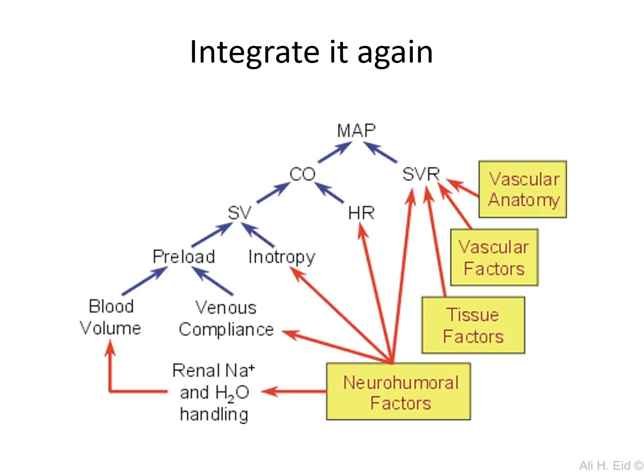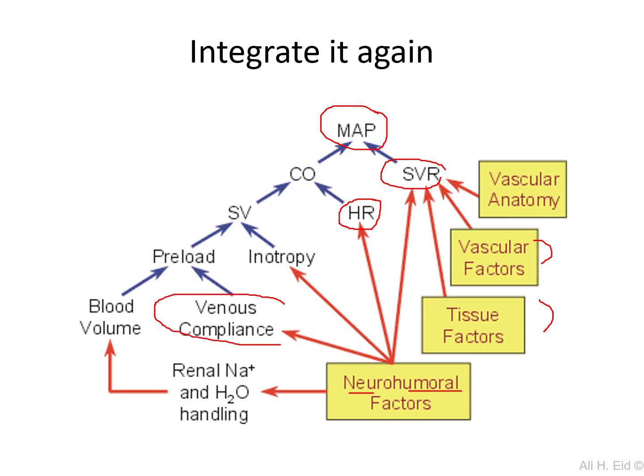If you are to integrate everything again, remember you're going to be looking at this slide later on after you finish the lectures with Dr. Bez and Dr. Bedr. The anatomy of the vessel is going to affect vascular resistance, along with vascular factors, tissue factors, and neurohumoral factors, so nervous impulses and hormones, which we talked about, and that would be directly related to mean arterial pressure. Some of the factors are going to affect heart rate. We mentioned some of them here.